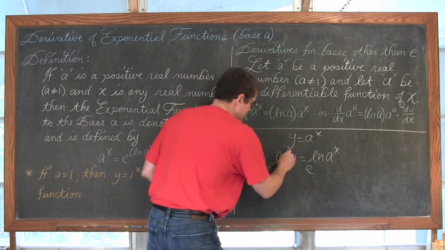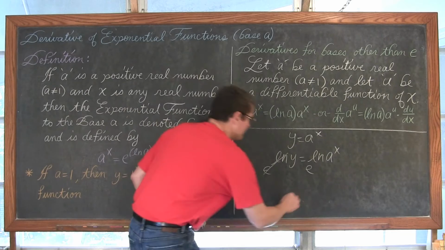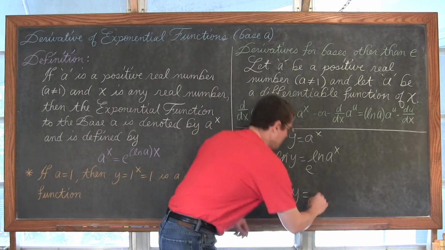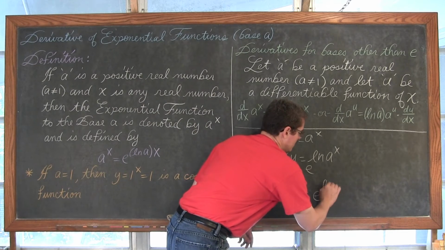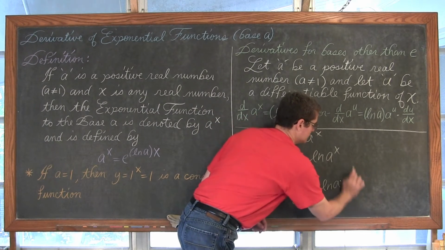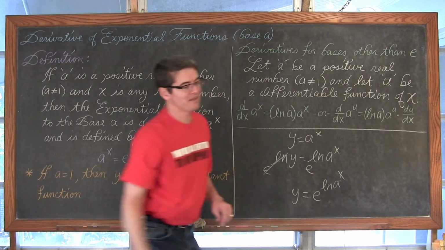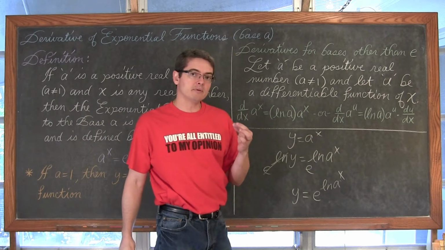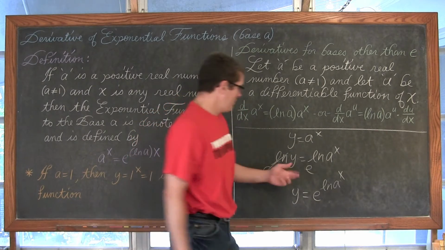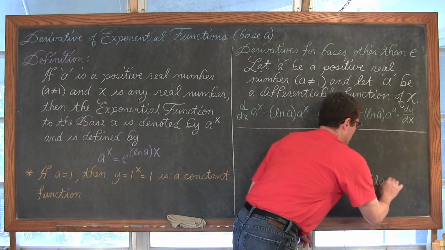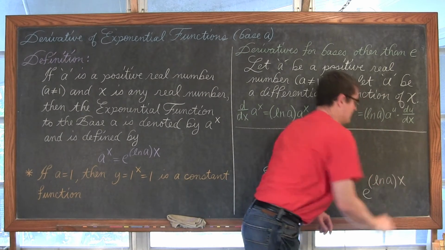So we're going to let this e and this natural log cancel out on the left, and we have y is equal to, and we can write e to the natural log of a to the x, that would be a to the x power. And then applying the power rule that we know we can apply to natural logs, we can rewrite this as e to the natural log of a times x.